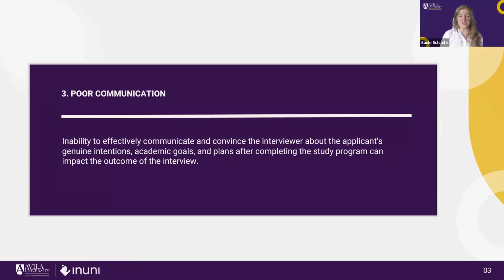Poor communication is also a big factor why a visa could be rejected. That's an inability to effectively communicate and convince the interviewer about the applicant's genuine intention, academic goals, and plans after completing the study program. And that also can impact the outcome of the interview. So you've done your research, you're not scripted, and you still get rejected, and it's likely because of poor communication. You have wonderful English test scores, and somehow you're still rejected for poor communication.